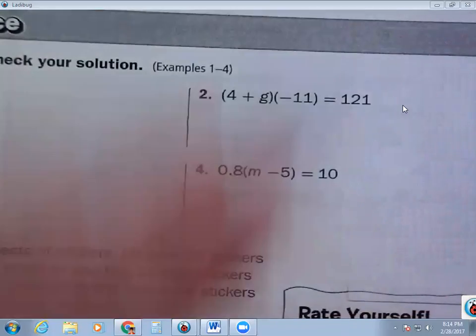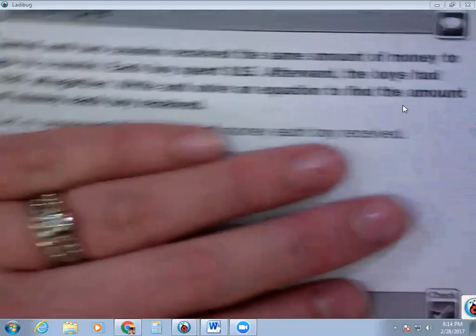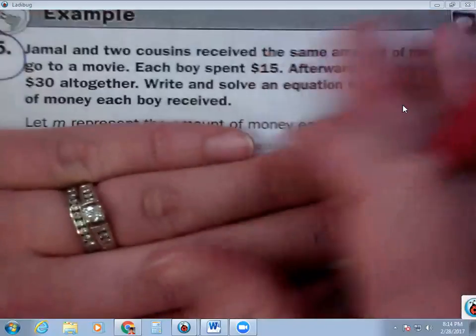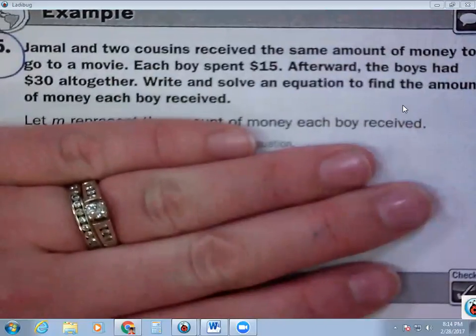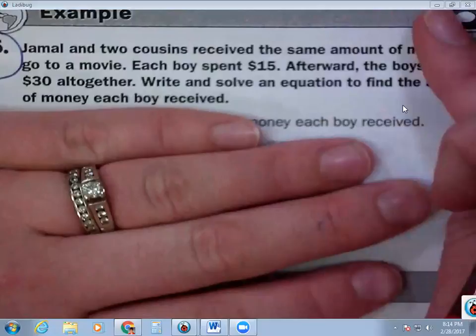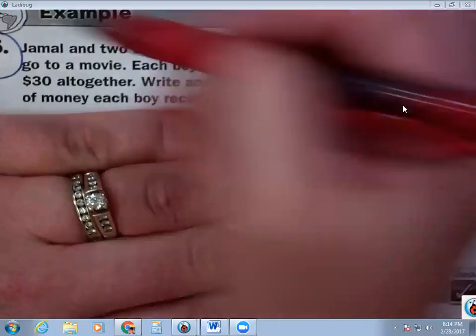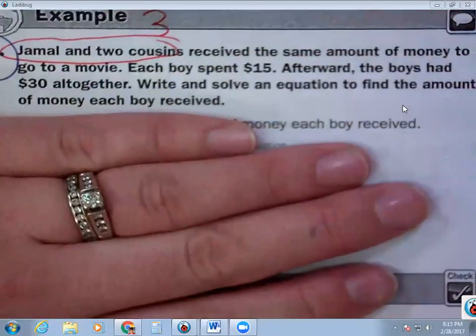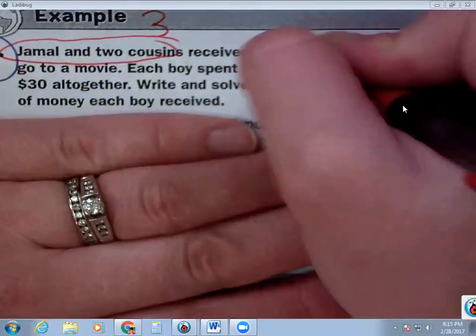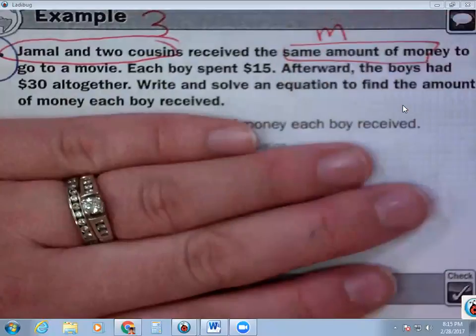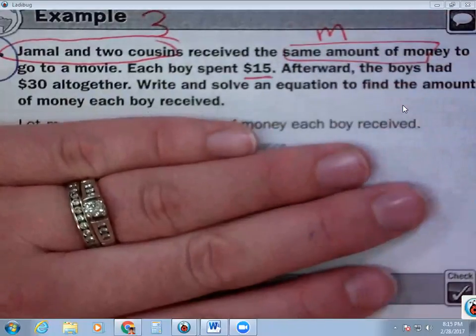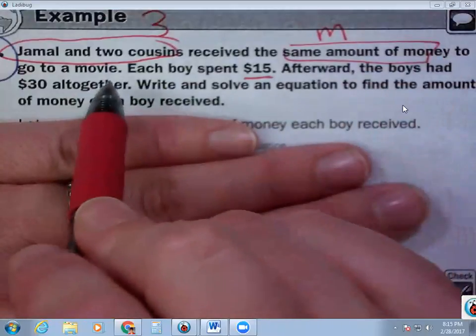And that's because these are kind of tough: it's always tough to write word problems as equations, excuse me. So let's think about this. Jamal and 2 cousins, how many people is that? 3 people. They received the same amount of money. Let's call the money M to go to a movie. Each boy spent 15 bucks. Afterwards, they have $30 left altogether.